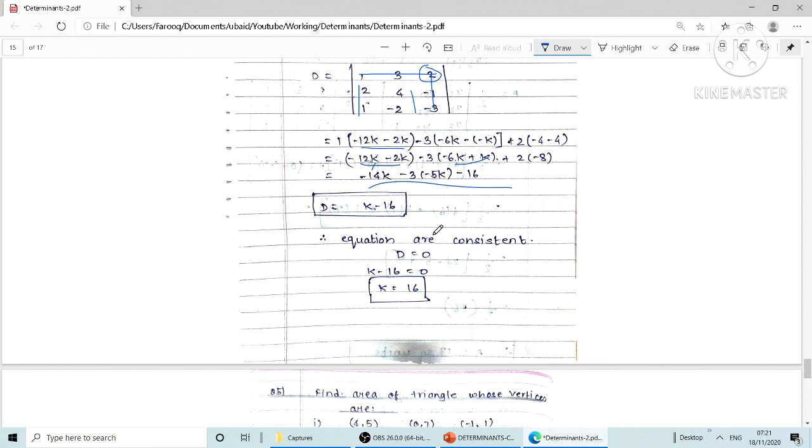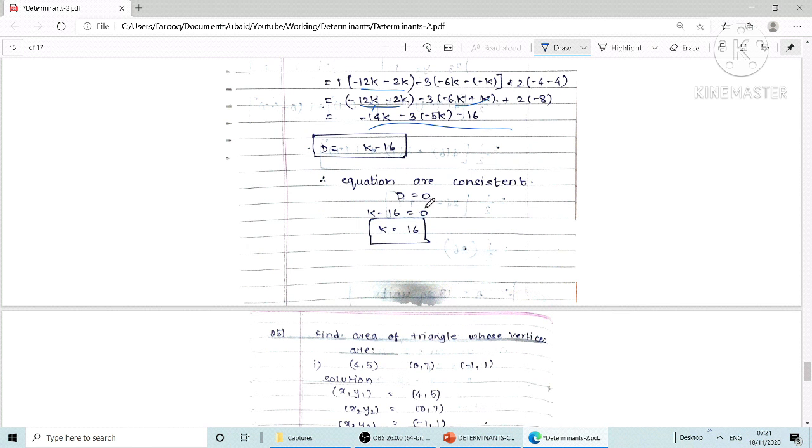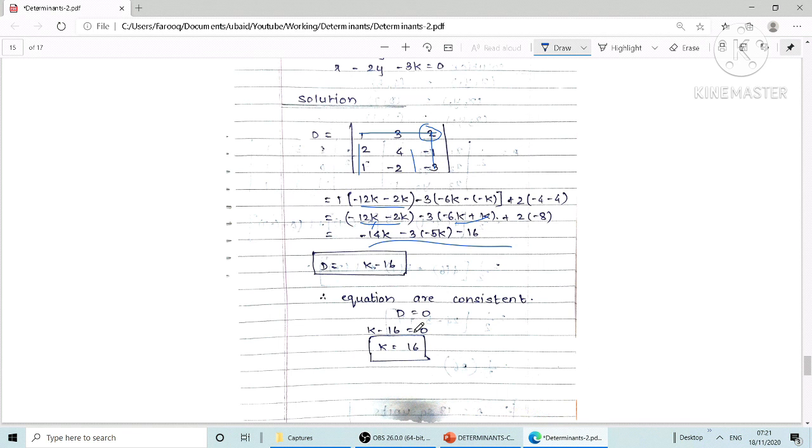Equations are consistent as D is equal to 0. Here we will put the value of D, that is k minus 16 is equal to 0. So then we will put this 16 on the right hand side, so the minus sign will become plus sign, so the value of k is 16.